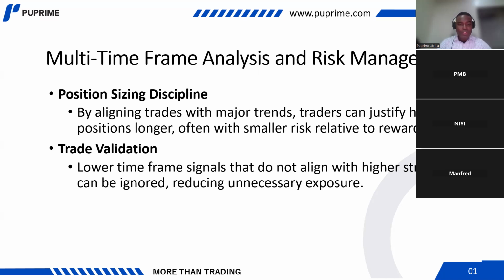Also, trade validation. Lower time frame signals that do not align with higher structures can be ignored, reducing unnecessary exposure. For example, you see a bearish trend, you see price at a resistance on daily time frame, which is bearish. On the 4 hour, you see bearish, but on 15 minutes or 1 hour, you see bullish. You don't take such a trade until that lower time frame of 15 minutes or 1 hour aligns with the bearish direction that you found on the 4 hour and the daily time frame. So you use it to validate your trade. So these are ways we can use multi-time frame analysis for risk management.